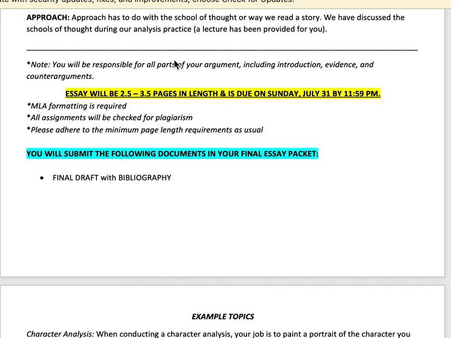So you are thinking critically about this text, and you're creating an argument around a character, a theme, or an approach.